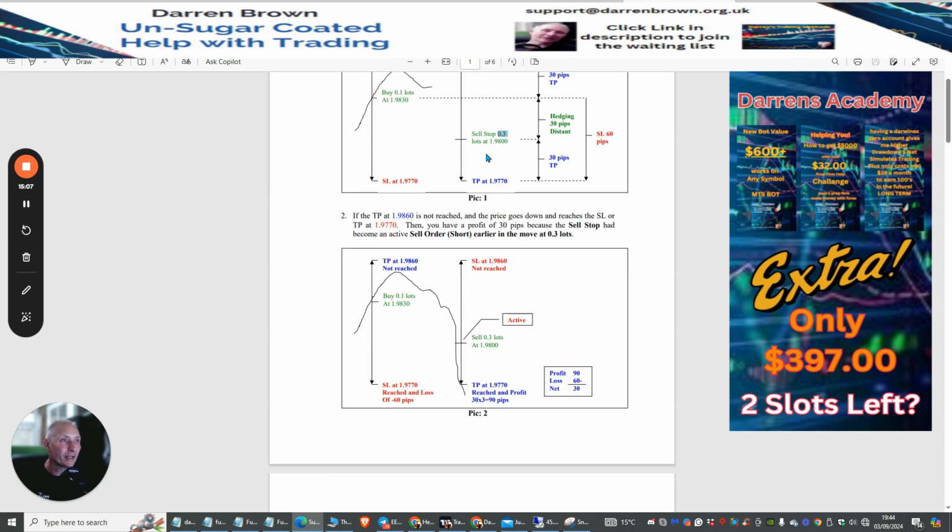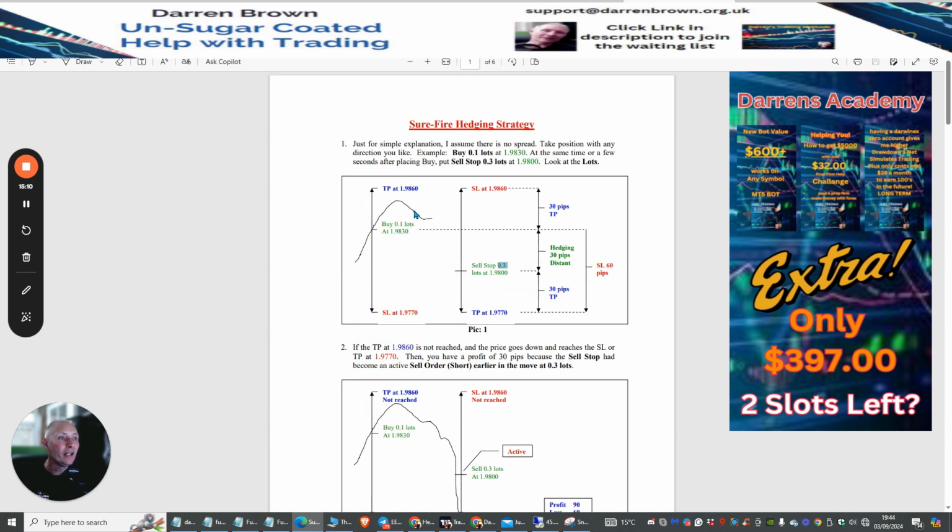Okay, remember this isn't going to activate if this is up here and you hit your take profit, then it's not going to activate the sell stop. Which means then that you're not in, you're still in profit. Okay, so as long as you're past this margin here, you're in profit.